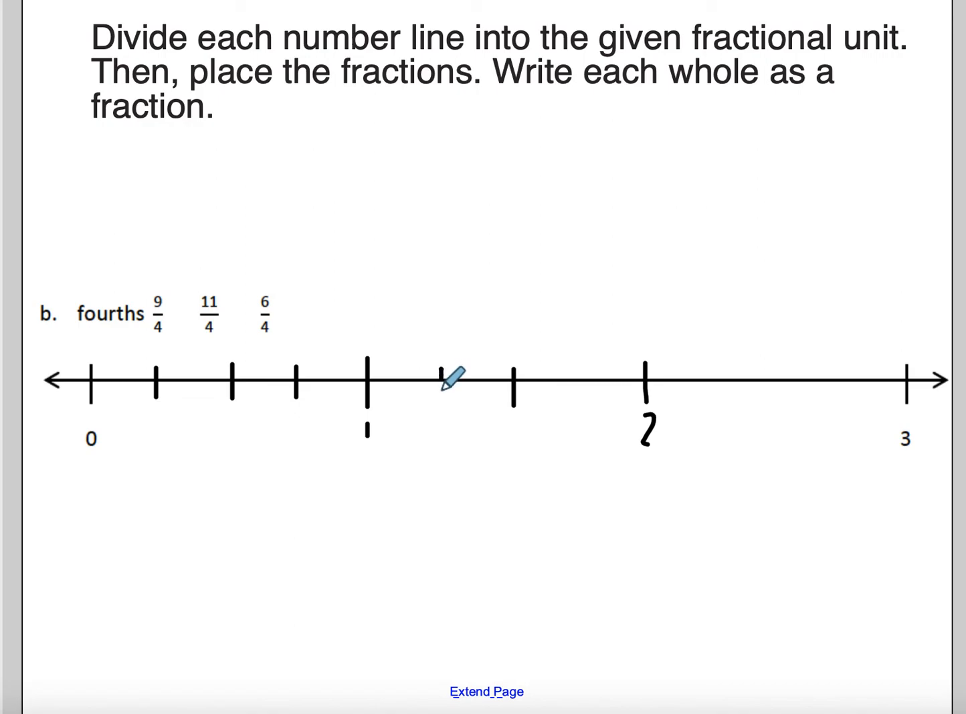So I have fourths, fourths, and fourths.